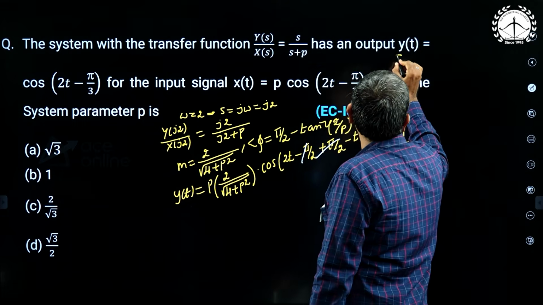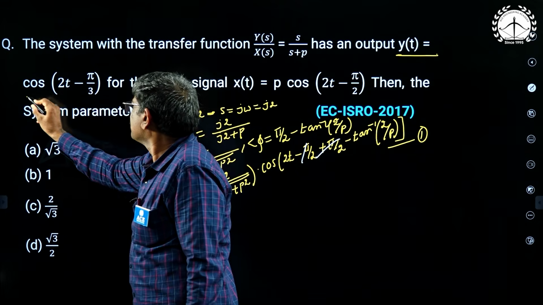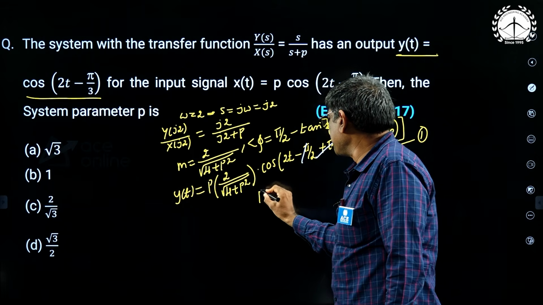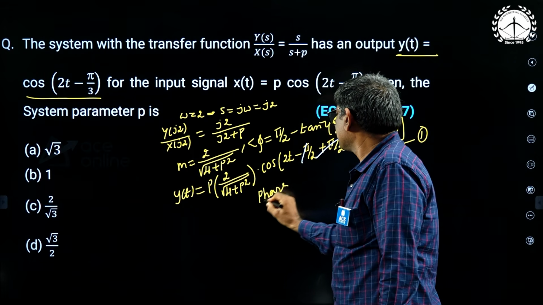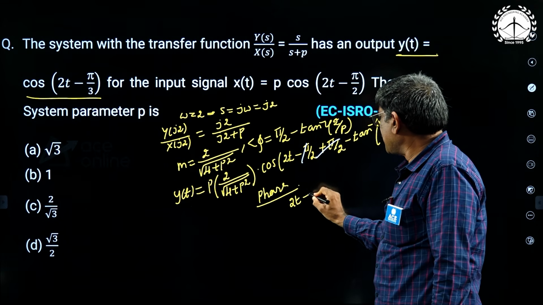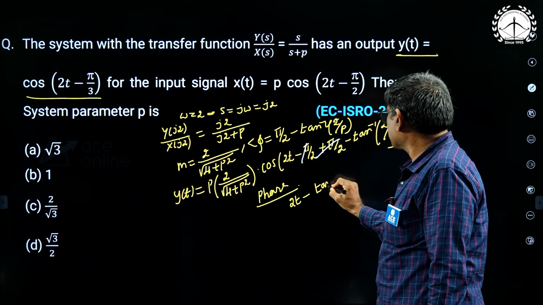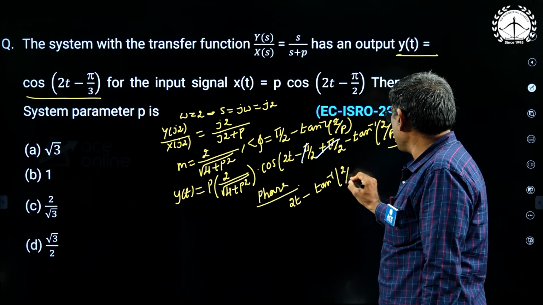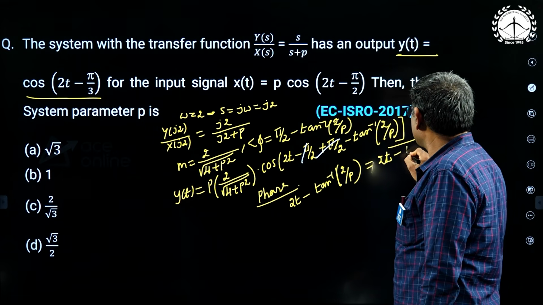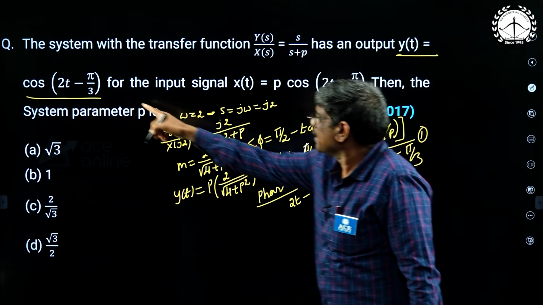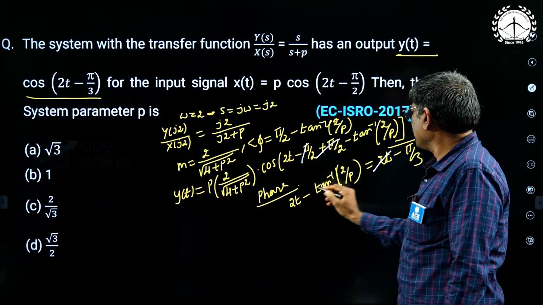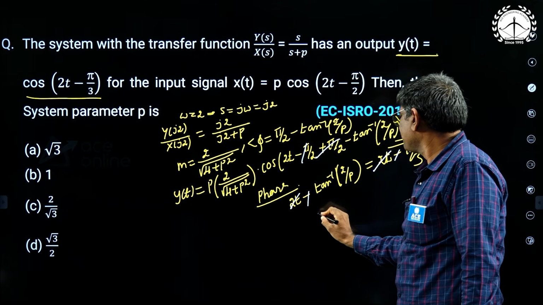What is the given output here? Y of t is cos of 2t minus pi by 3. Simply compare the phase. If you compare the phase here, 2t minus tan inverse of 2 by p equal to 2t minus pi by 3. The 2t cancels, and the minus signs cancel.